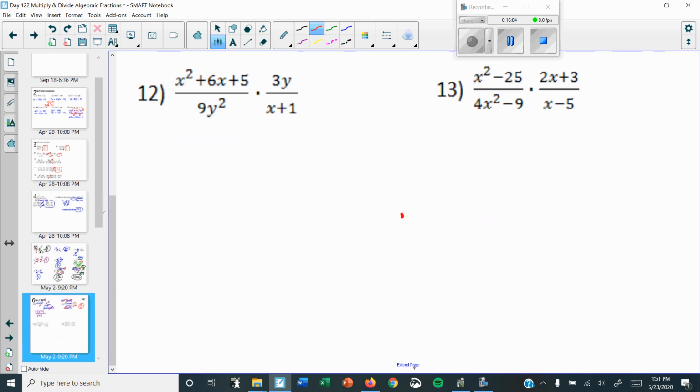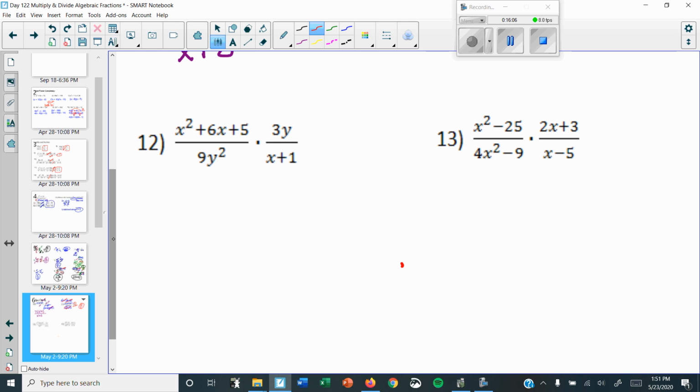Let it continue. Number 12. You can trinomial that. X, same signs, both positive. The only factors of 5 are 1 and 5. Good. Is there anything else I can factor? No, so let it begin. X plus 1, X plus 1.